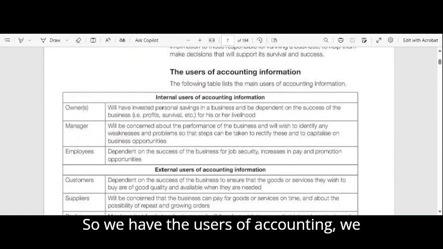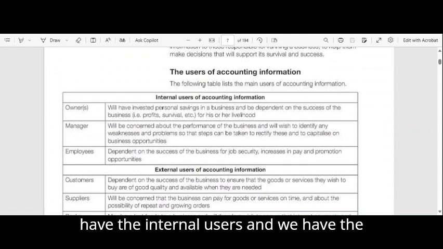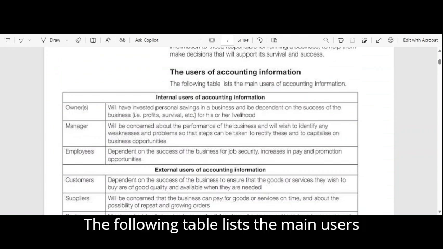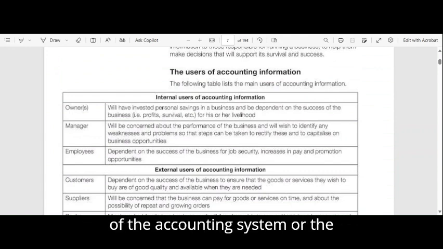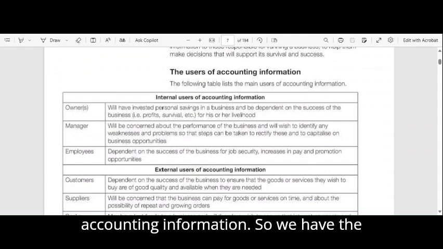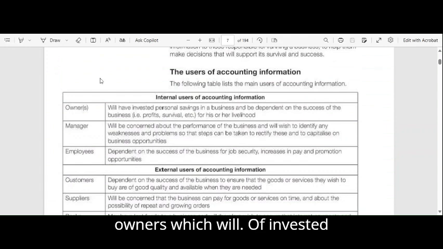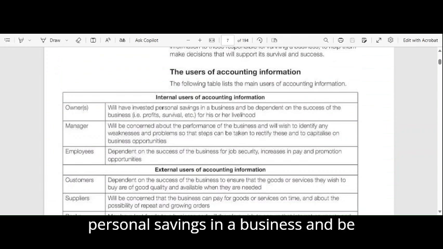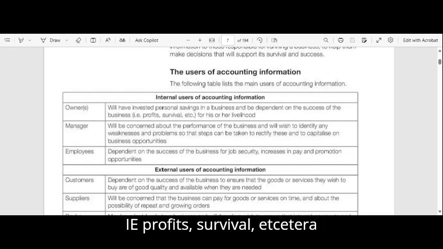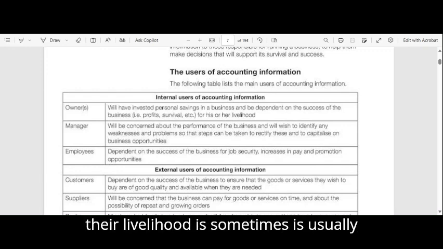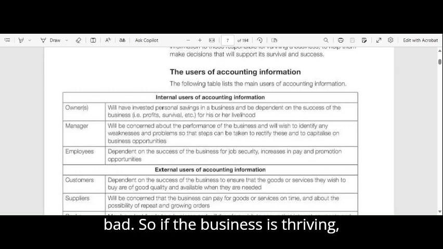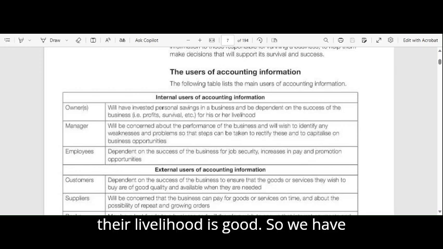So we have the users of accounting. We have the internal users and we have the external users of accounting information. The following table lists the main users of the accounting information. So we have the owners, who will have invested personal savings in a business and be dependent on the success of the business, i.e., profits, survival, etc., for his or her livelihood. So the business owners depend on the business for survival and their livelihood. If the business does not make money, their livelihood is usually bad. If the business is thriving, their livelihood is good.